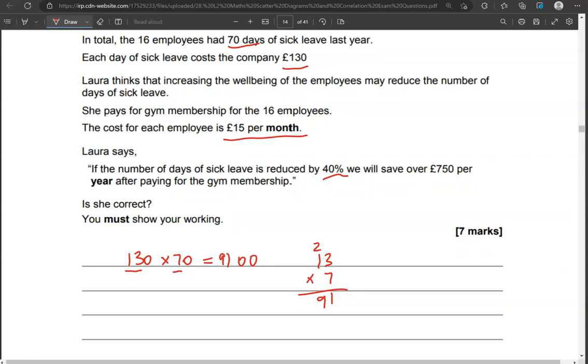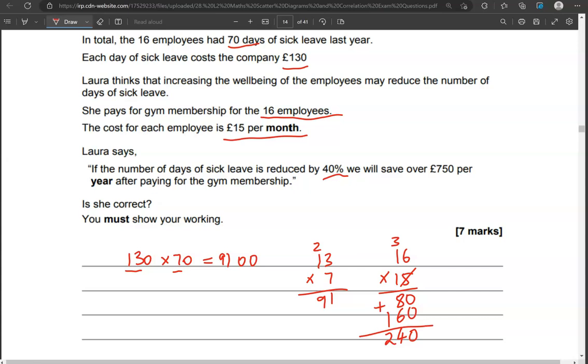Now, they're going to pay for gym membership for the 16 employees, and that is £15 per month. So 16 times 15. 5 times 6 is 30, so 0 down, 3 carried over. 5 times 1 is 5, and the 3 is 8. 1 times 6 is 6, 1 times 1 is 1. So 240 per month.